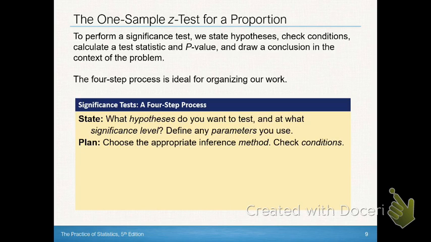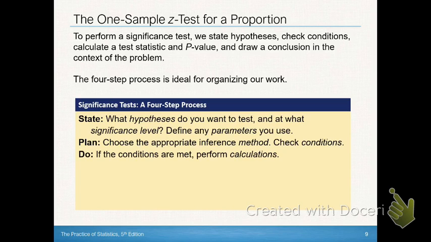For the plan step, you're going to name your procedure and check your conditions. So we've already checked our conditions in a previous section of notes. So that was that you had your random condition, your 10% condition, and your large counts condition. For the name of the procedure, what we're working on right now is called a one sample z-test for P, or a one sample test for proportions.